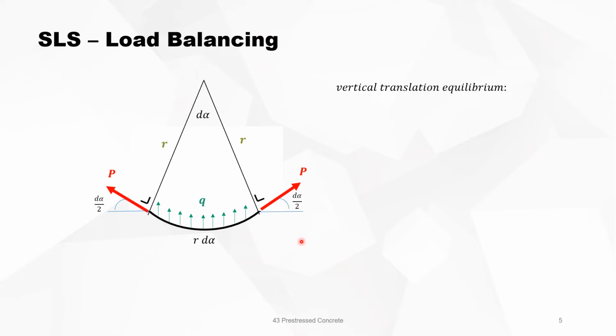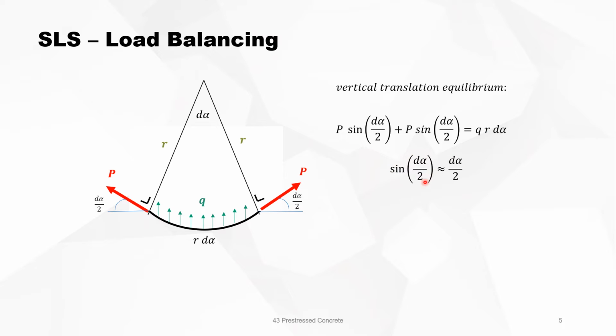Now we will make a vertical translation equilibrium, action against reaction. The action is P times the sine of d alpha over 2, which is upwards force, plus on the other side also P sine d alpha over 2, and this must be in equilibrium with the reaction against the concrete, which is Q times R d alpha, the length of the tendon.